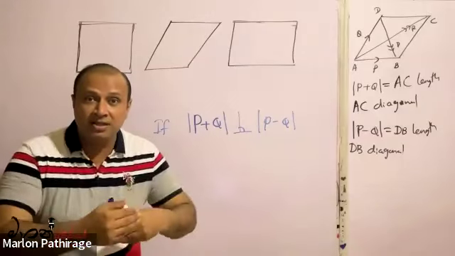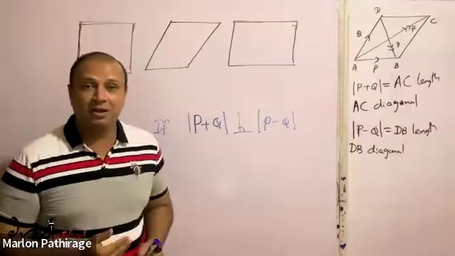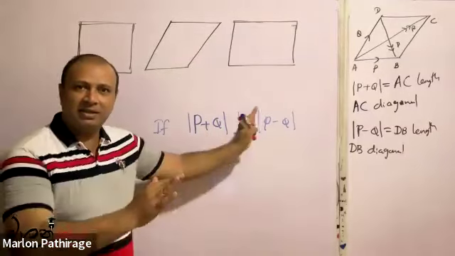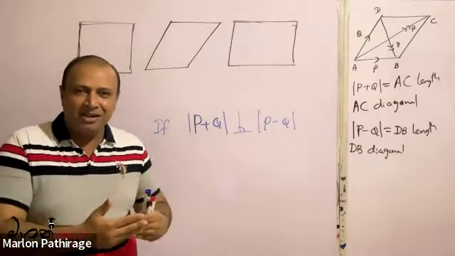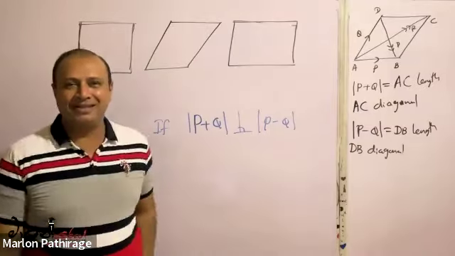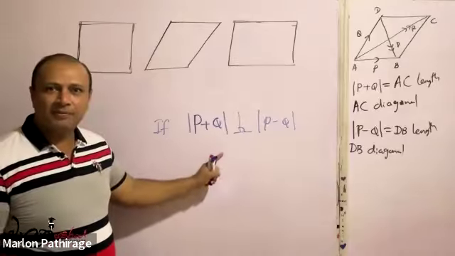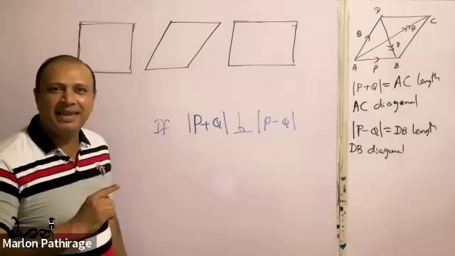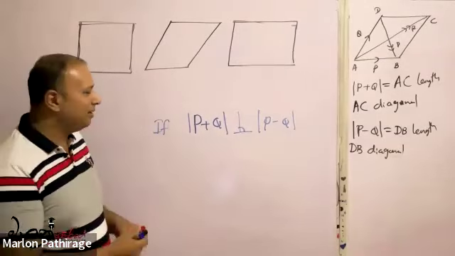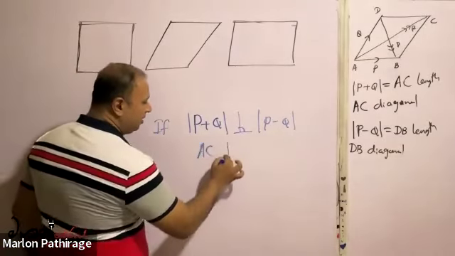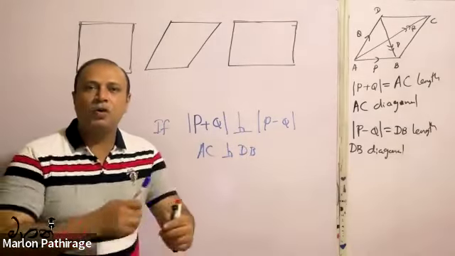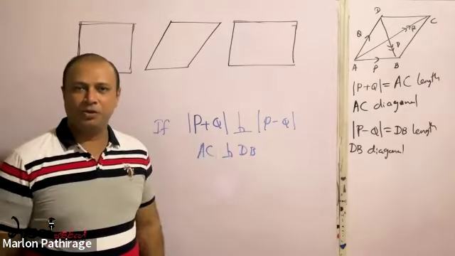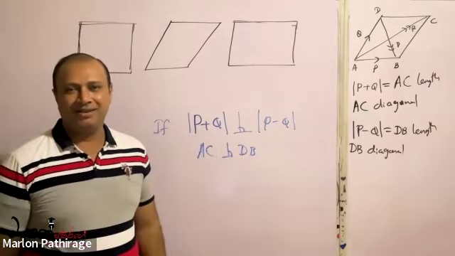Now you have to think of this using your geometrical figures. This is the vector relationship, so you have to convert this vector relationship into geometrical lengths. This means AC perpendicular to DB. AC perpendicular to DB means the two diagonals are perpendicular to each other.